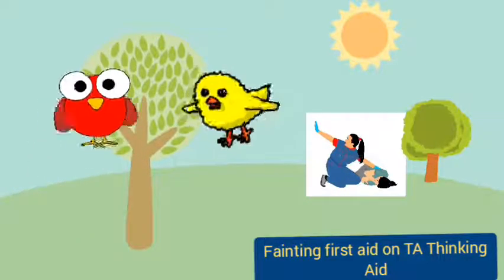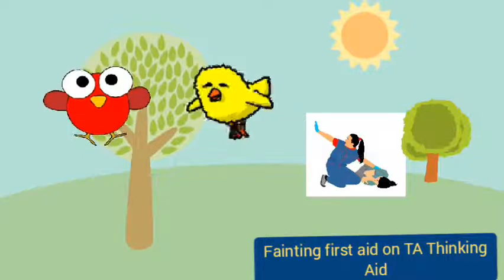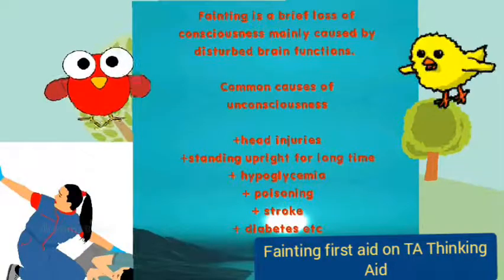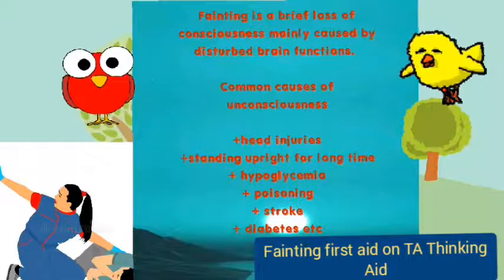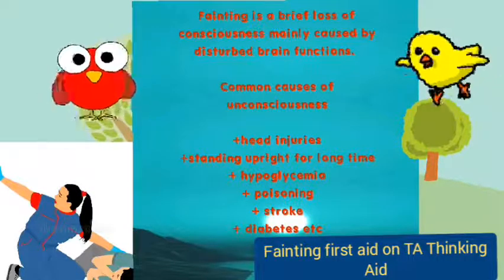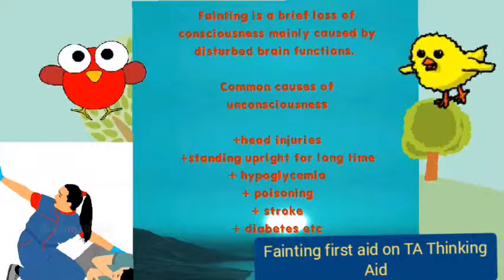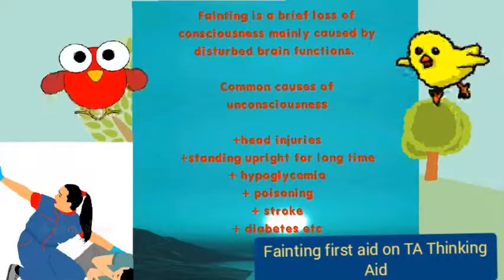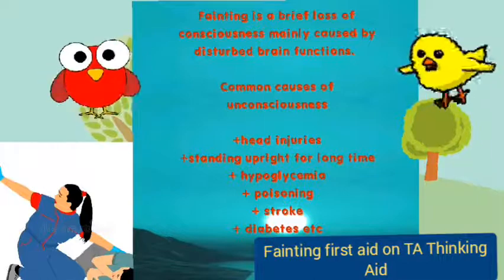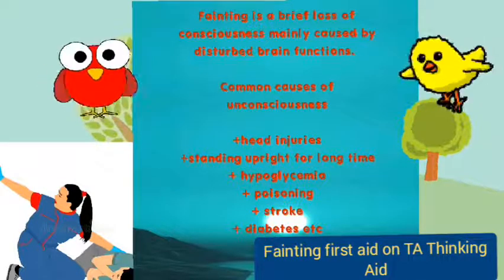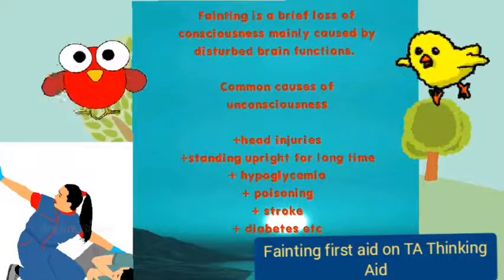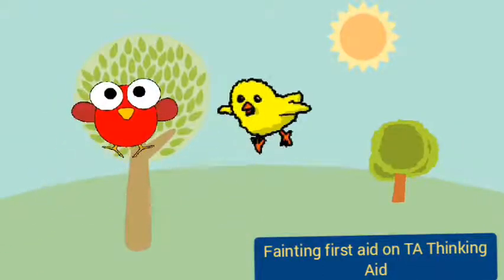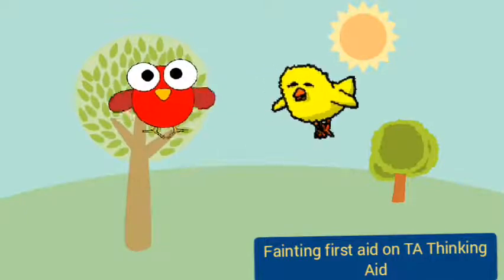Okay, doctor. So, doctor, I'm asking, what is fainting? Well, thank you, Sister Jane. So, fainting is a brief loss of consciousness, mainly caused by disturbed brain functions. There are many causes of unconsciousness, and these include head injuries, standing upright for a long time, hypoglycemia, poisoning, stroke, and diabetes. So, doctor, what should I do for somebody who has fainted?